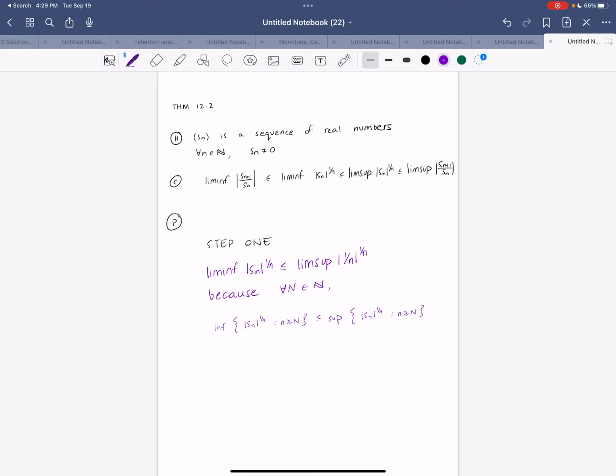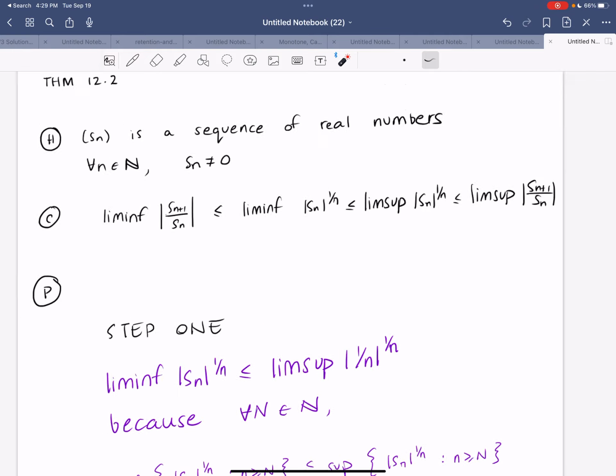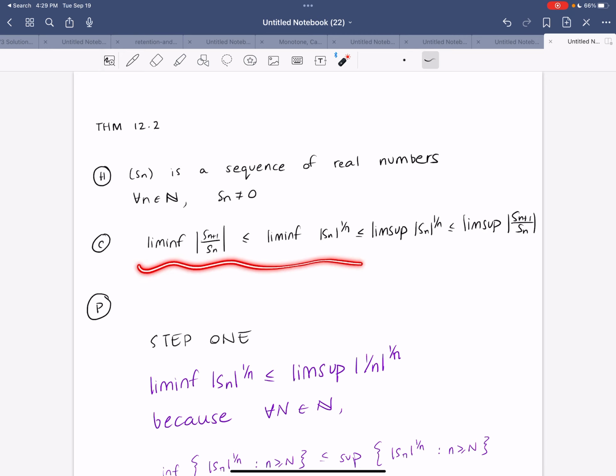Okay, let's prove theorem 12.2. So the hypothesis is that we have a sequence of real numbers, s_n, and each term is non-zero. And our goal is to prove this string of inequalities.